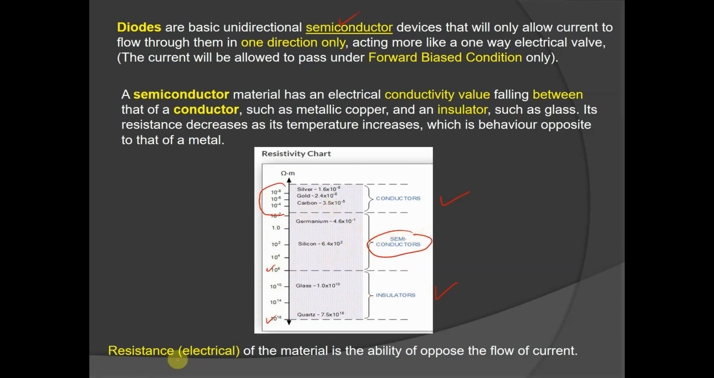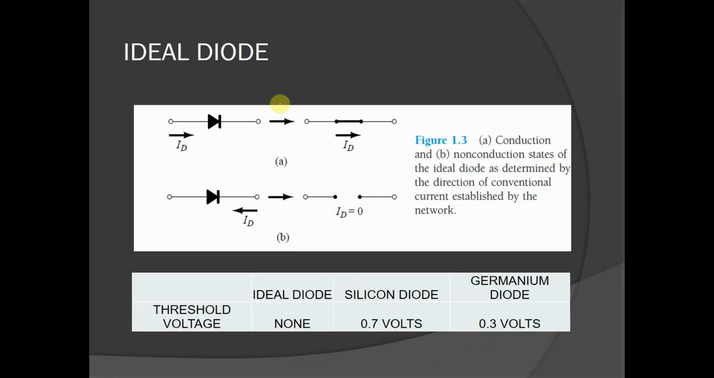When we talk about resistance in electrical terms, it is the ability of the material to oppose the flow of current. Now, let us start with the characteristics of an ideal diode. When we say ideal diode, it's referring to a diode that is forward biased. When it is forward biased, it's like a closed switch.